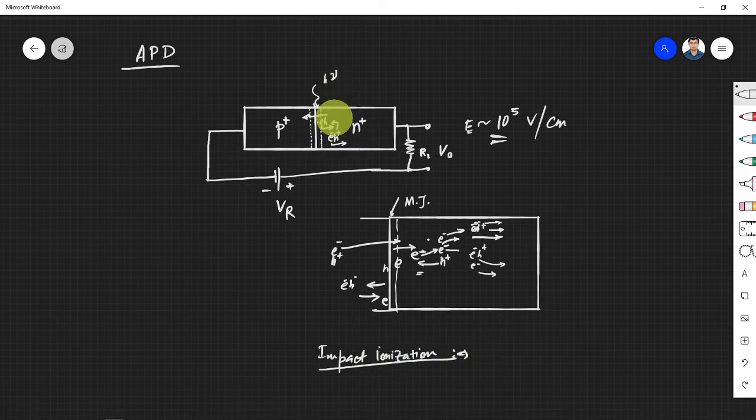This device has a problem. As I said, this process may continue for longer than the signal present. So let's say we have a burst signal at the input, an optical burst signal. If you say this is with time and the photon flux.